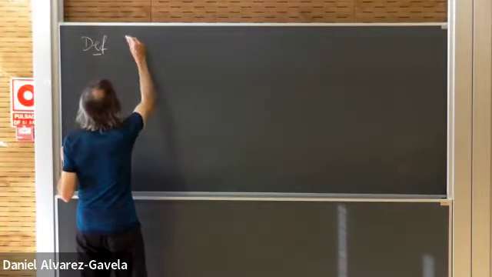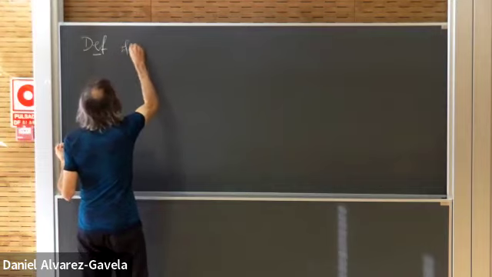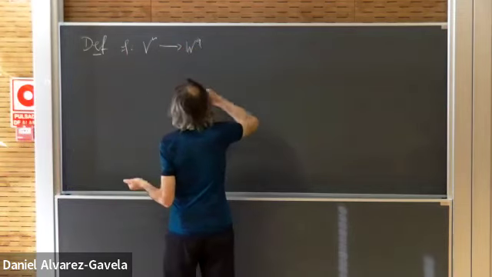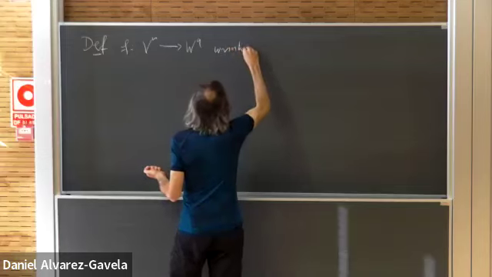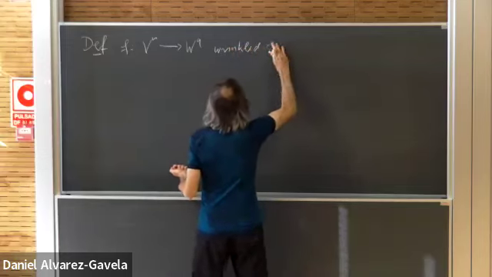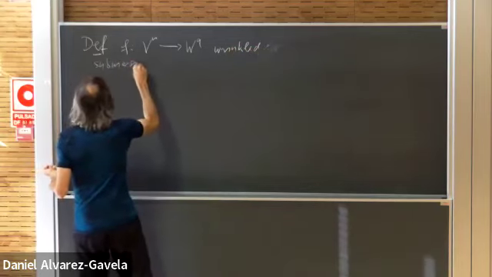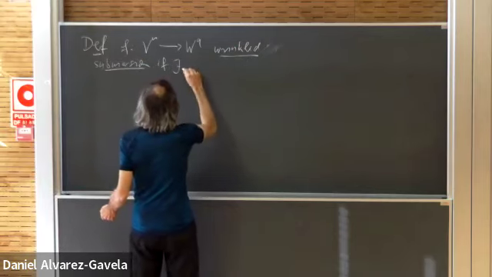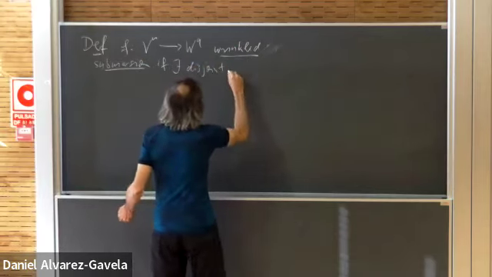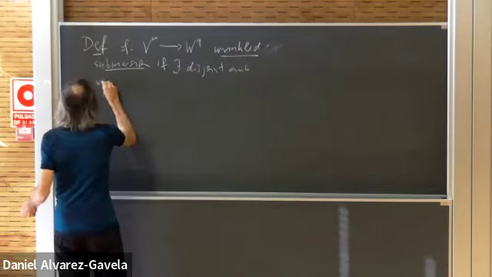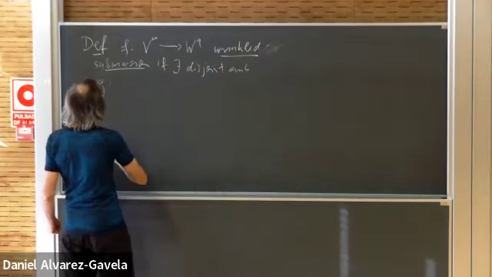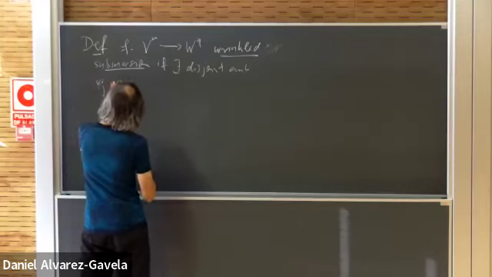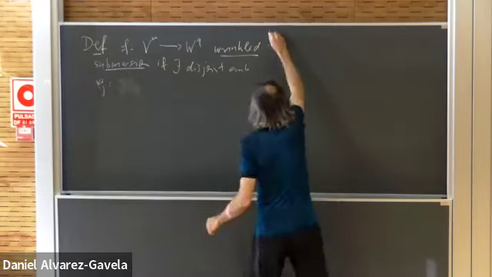A map F from an n-dimensional manifold to a q-dimensional manifold is a wrinkle submersion if there exist disjoint embeddings phi j from, okay, let me just say open neighborhoods. Let me recall briefly.